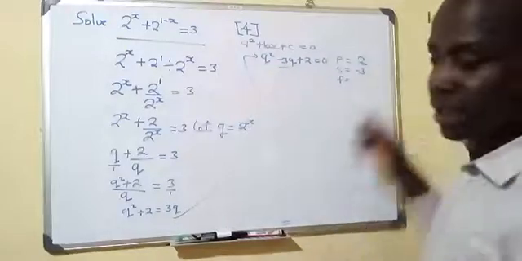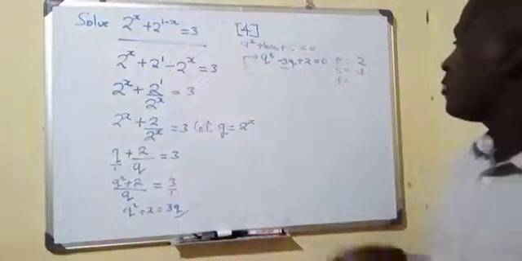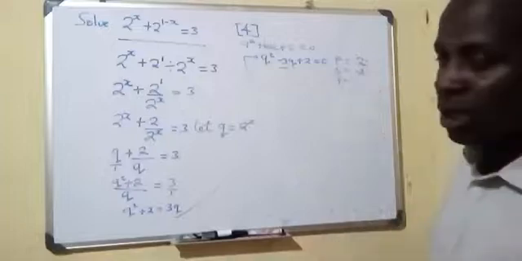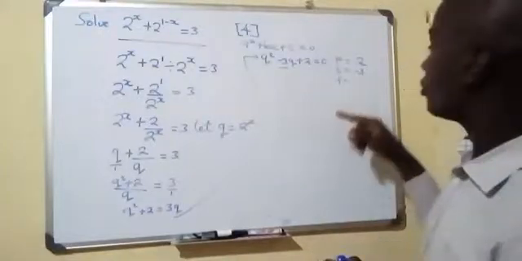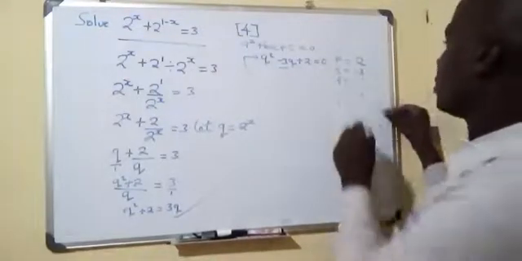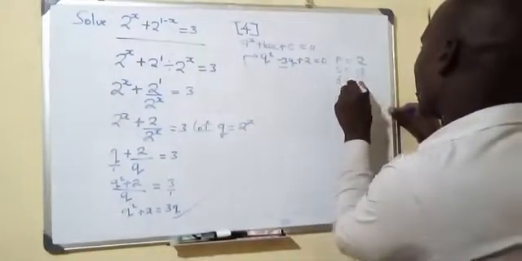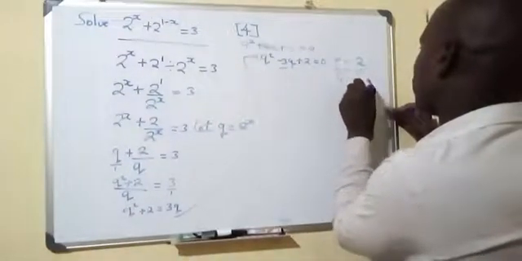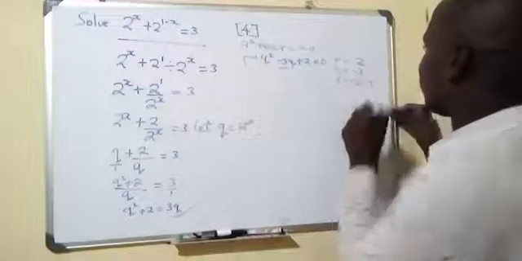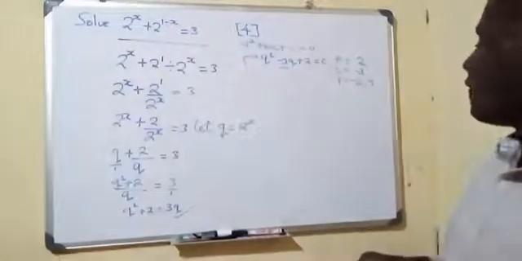Then the factors are 2 numbers. When you multiply them, they give you a positive 2. When you add them, they give you the negative 3. So these are negative 2 and negative 1. So these are the factors.